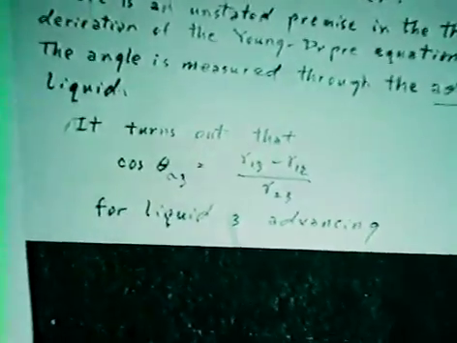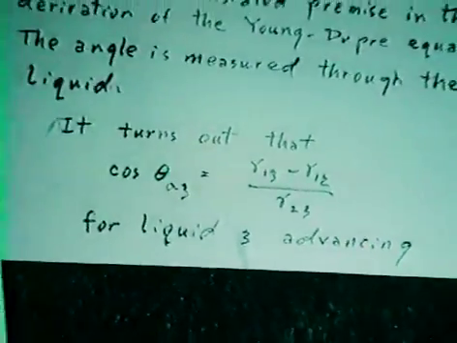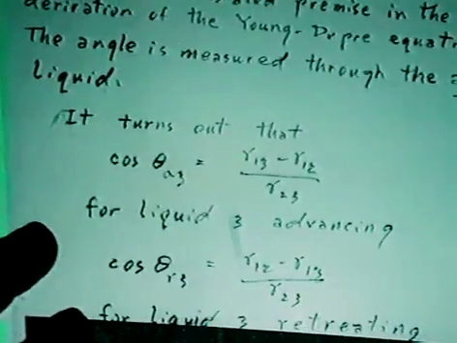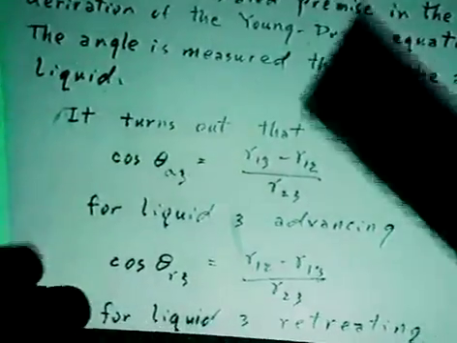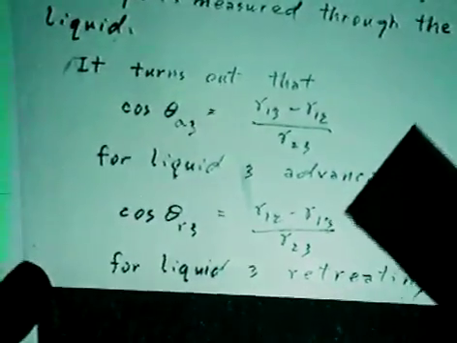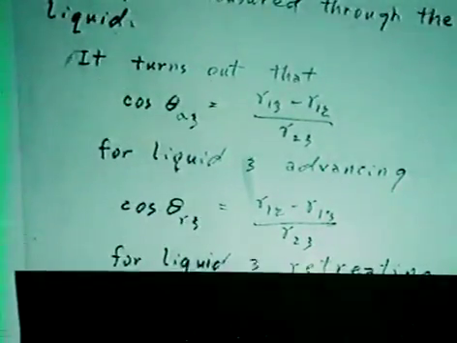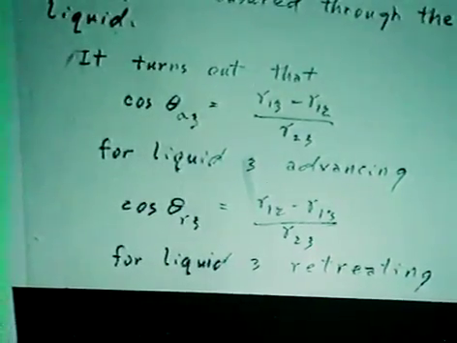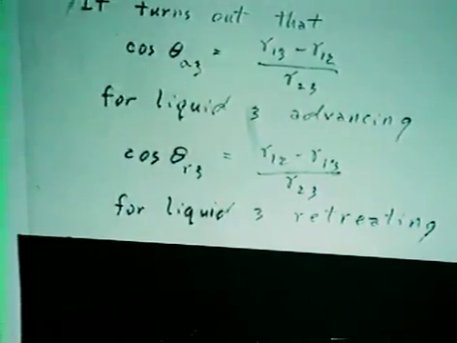Net result then is that while we have Young's equation in this form for the liquid advancing, for liquid 3 advancing we have a different form. This is for liquid 3 retreating. We get a different form. Liquid 3 advancing is liquid 2 retreating, and when we have liquid 2 retreating, we get back to the original friendly form of Young's equation.